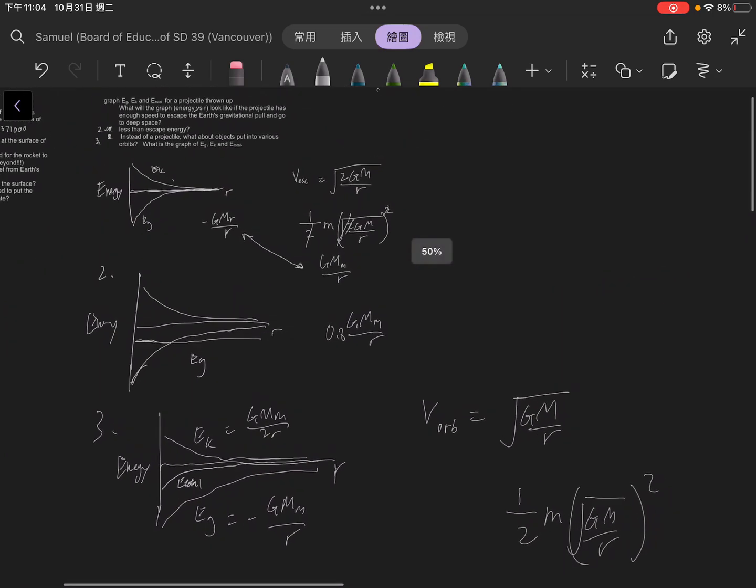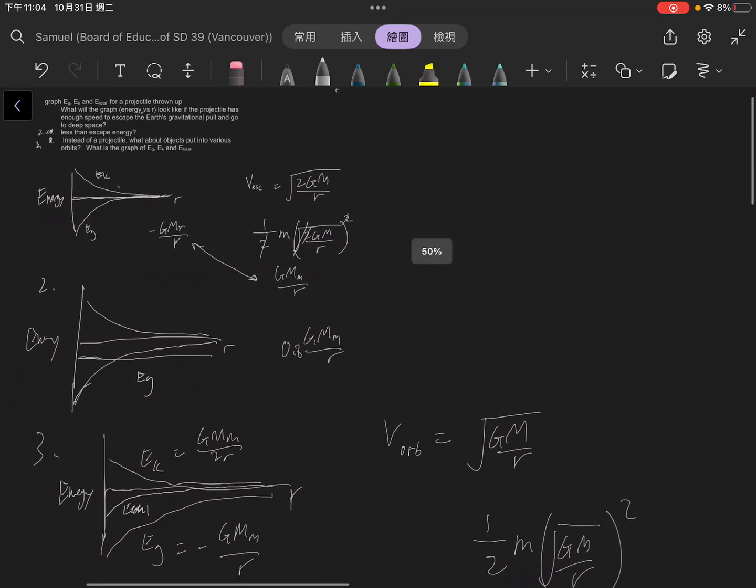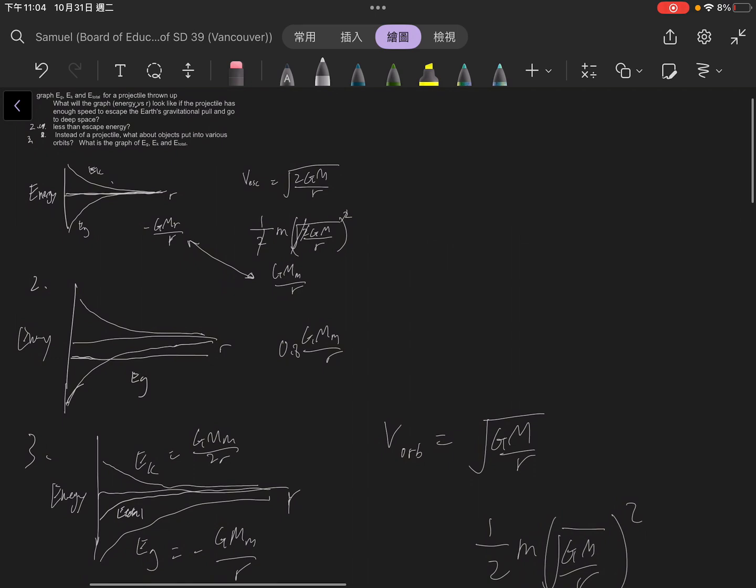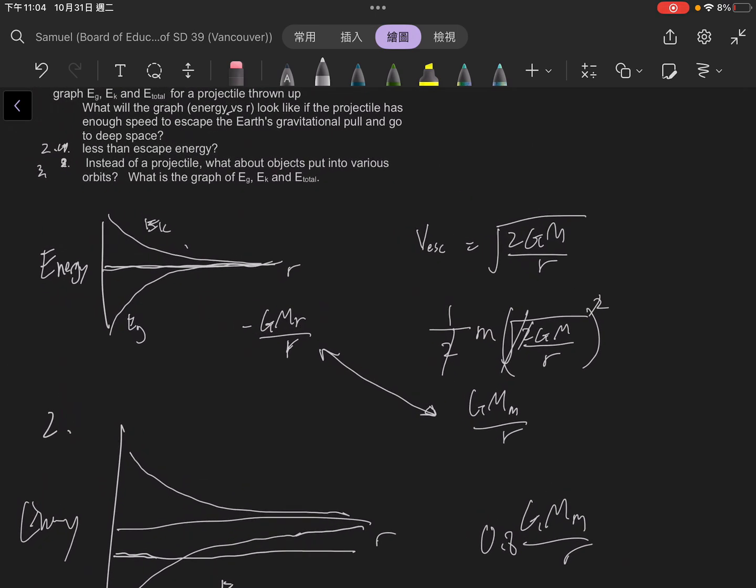So these are the energy graphs, and I wouldn't say they're complicated, but it requires a bit of thinking. Just remember that the kinetic energy can always be found in the data booklet from the escape velocity or the orbiting velocity, with a 1/2 on top of that. So that's it for the physics.